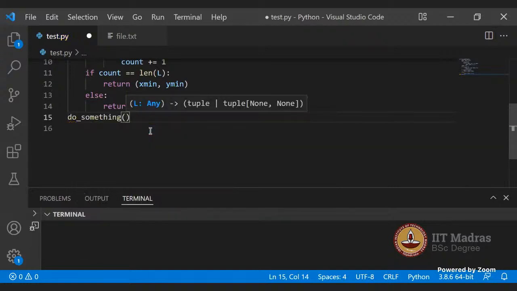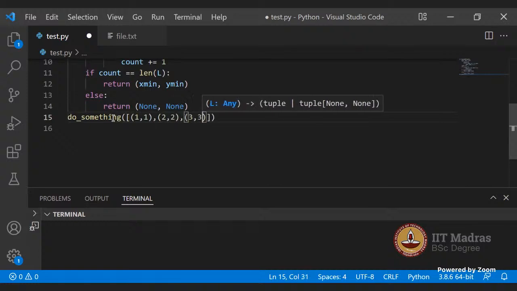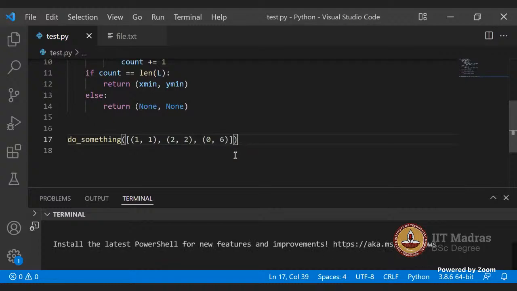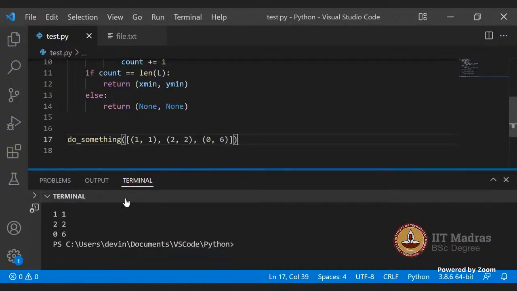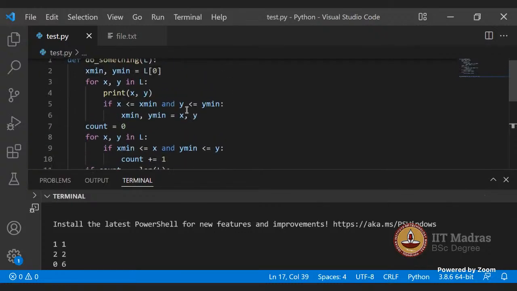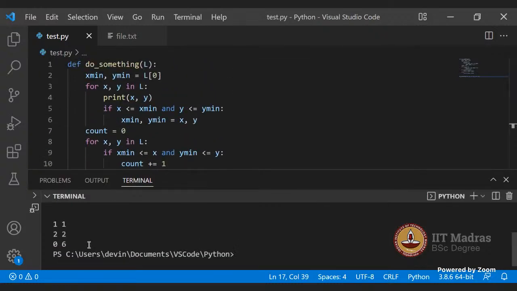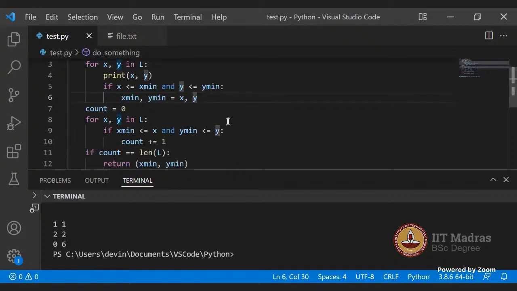I'm not printing anything, I'll just give some list. Maybe you can just copy it from there. As you could see here, I have printed the values of x comma y, and it has given me 1 1, 2 2, 0 6.